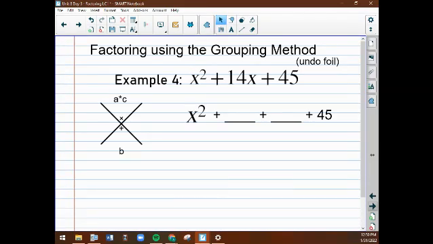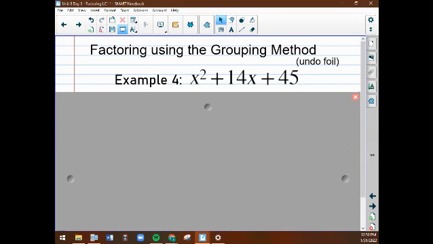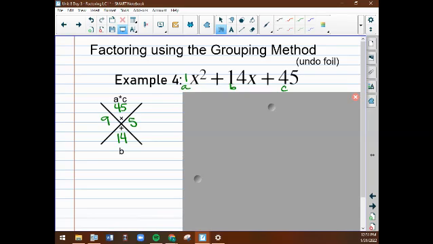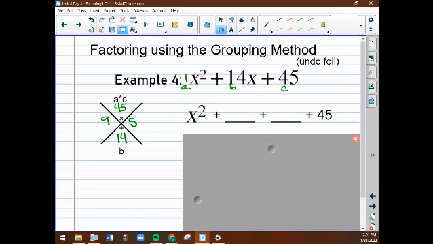We can do one more example: x squared plus 14x plus 45. My a is 1, my b is 14, my c is 45. I'm going to play the x game. So a times c is 1 times 45, which is 45, and b is 14. What two numbers multiply to give me 45 but add to give me 14? 9 and 5.